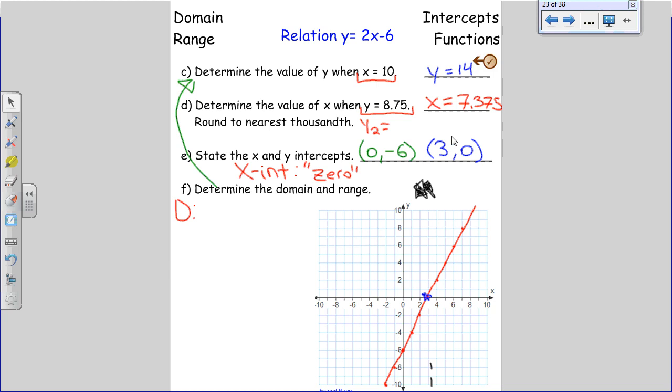That means X could be any number. If you just kept zooming out, you would see more and more and more. We say X is an element of the reals. X, that's your domain. X could be any real number. It could go forever to the left, forever to the right, and you're good.